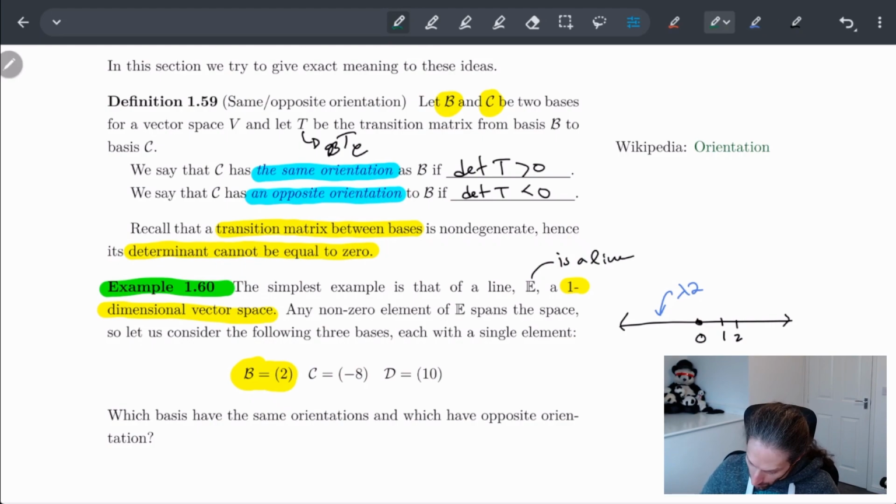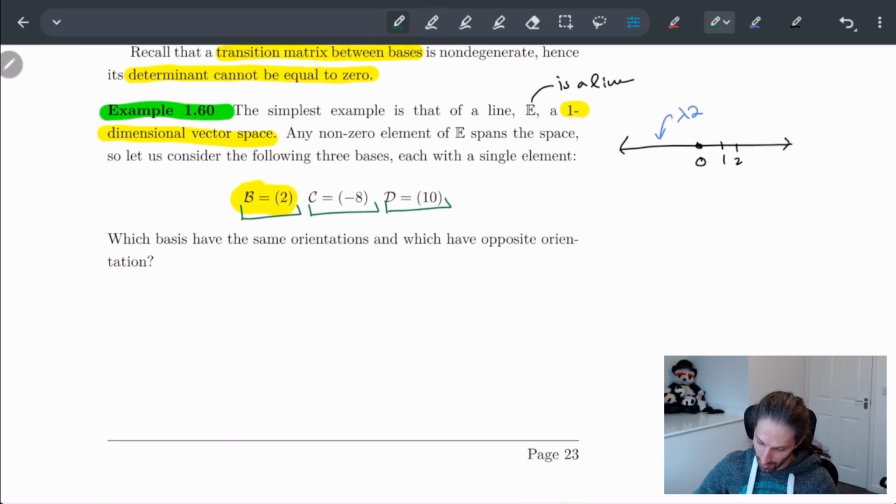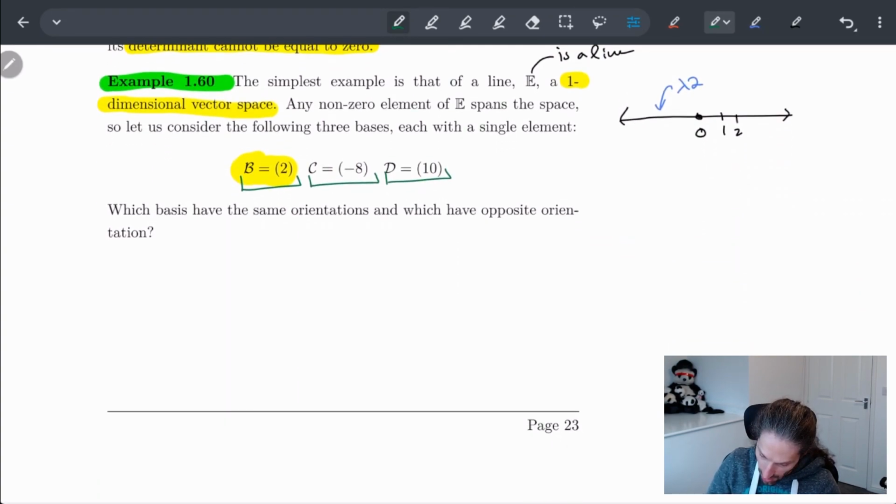So in our example, we're going to have 3 bases that we're going to work with, B, C, and D. B is just the number 2, C is the number -8, and D is the number 10. And the question we're basically asking is, which bases have the same orientations and which have the opposite orientation?